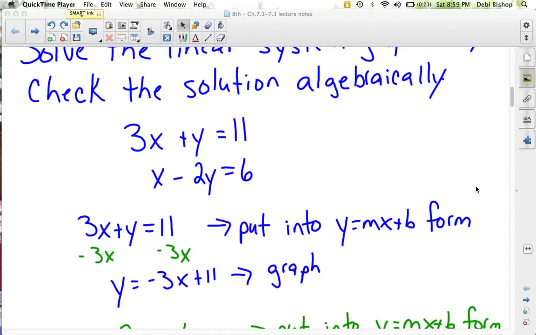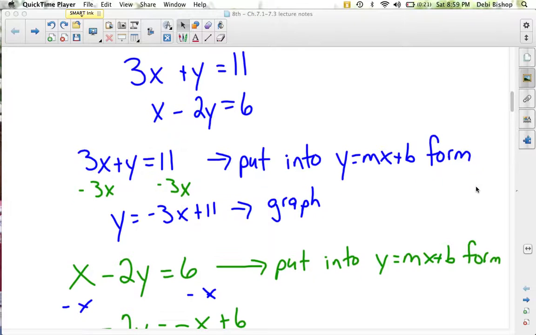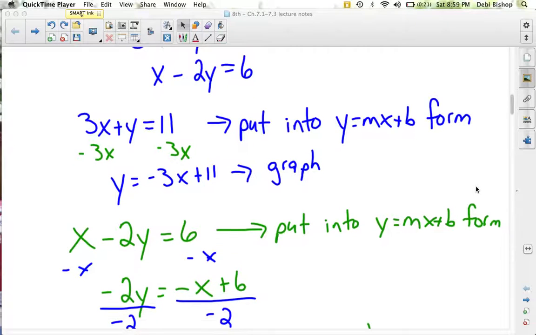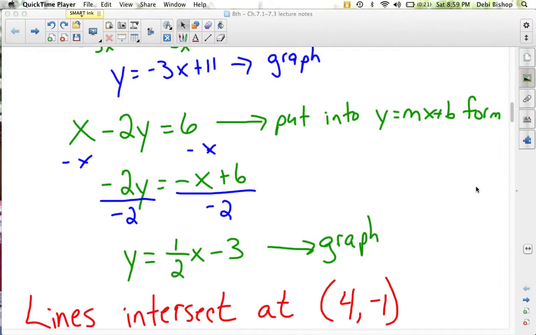You first put each one of them into slope-intercept form. In this case, 3x plus y equals 11 you see is y equals negative 3x plus 11. This gives you your y-intercept of 11 and your slope of negative 3, and you would graph that. Then you would do the same thing to the other equation. So x minus 2y equals 6. If we put that into slope-intercept form, you get y equals 1/2 x minus 3. So you know that your y-intercept is negative 3 and your slope is 1/2, and you graph that.